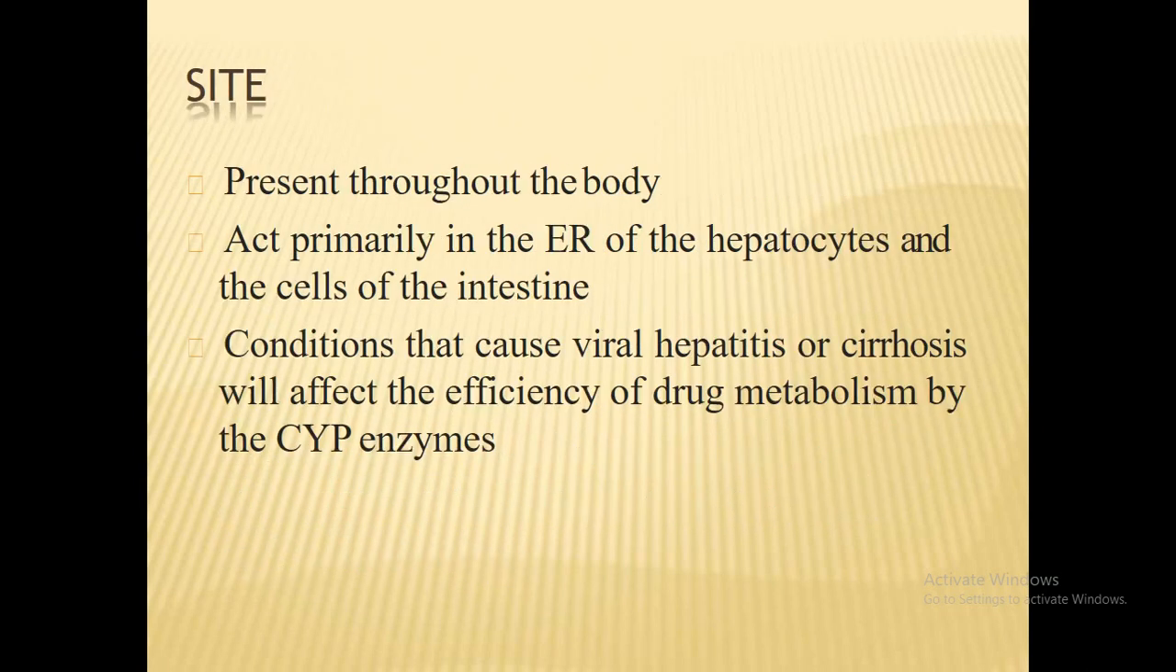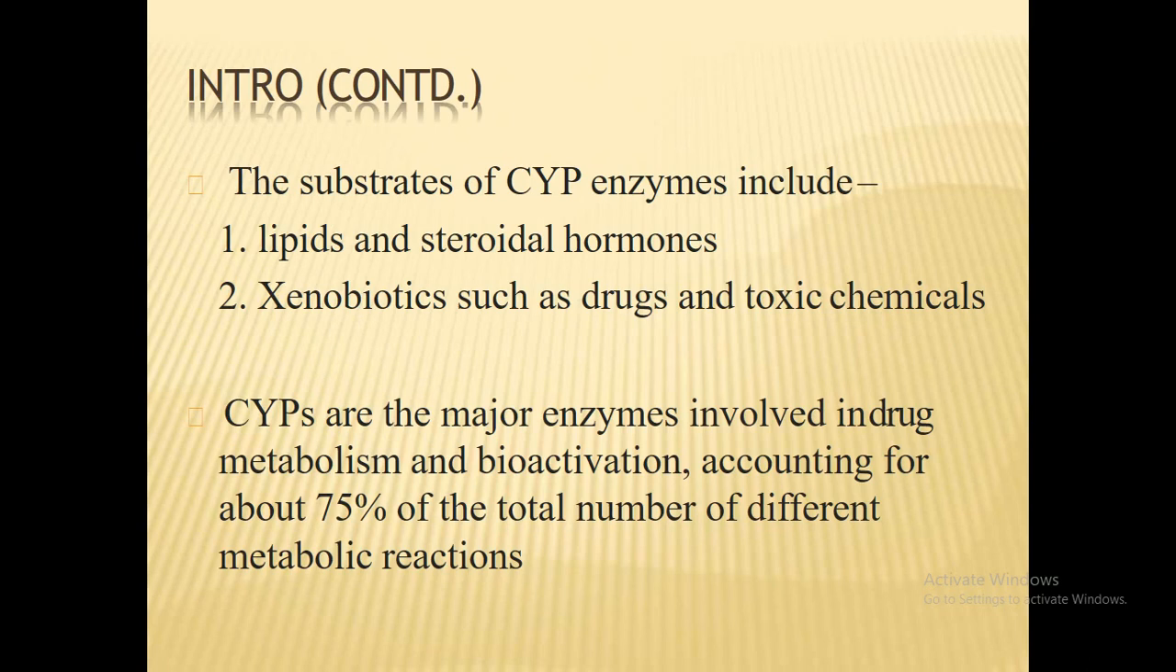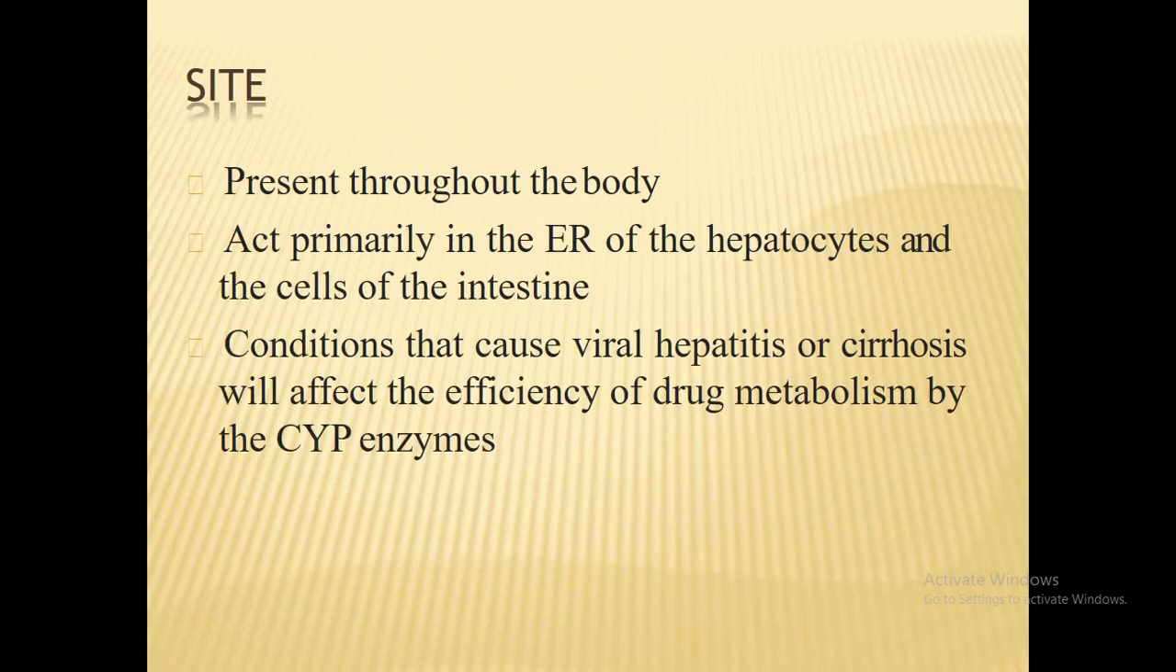Now what is the site where these cytochromes are present? They are distributed throughout the body, but they act primarily in the endoplasmic reticulum of hepatocytes, the liver cells, and the cells of the intestine. So these are the major sites where these cytochromes are present. The endoplasmic reticulum is an important component of the cells. Conditions that cause viral hepatitis or cirrhosis will affect the efficiency of drug metabolism by the cytochrome P450 enzymes.